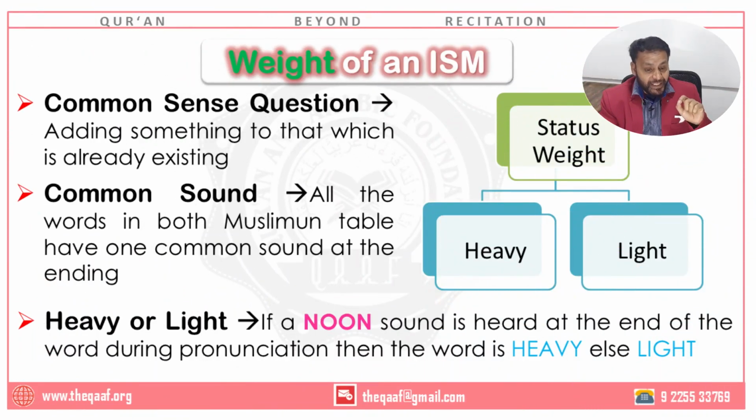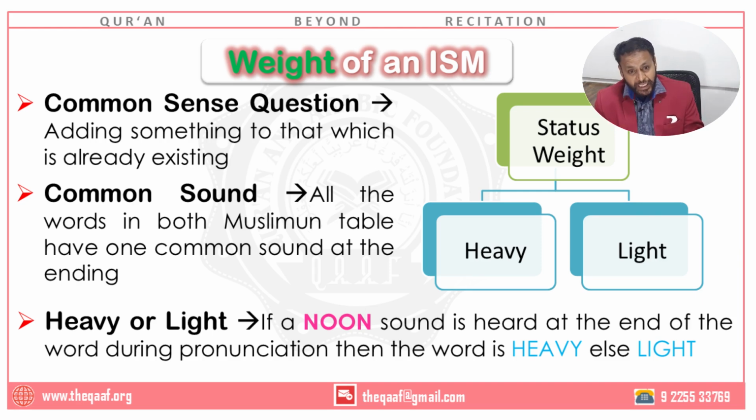Now we need to see there is something called the weight of an ism. Every ism has a weight. Weight means wazan, that's what we understand in Urdu. Weight, that's the same thing here. Now let me ask you a common sense question. If there is something already existing, and I add something of the same type to it, will the weight increase, decrease, or remain the same? Increase.